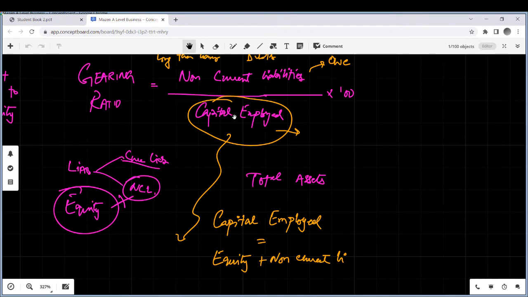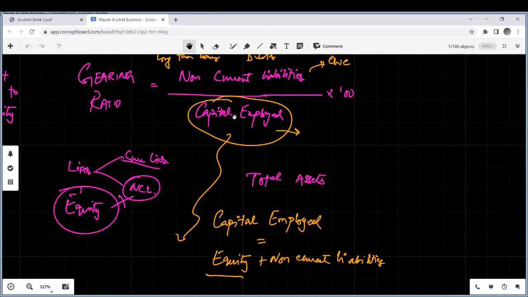What is capital employed? Is capital employed shown as a separate value in the statement of financial position? No. To calculate capital employed, I will have to look for two things in the financial statement. One, equity. The second, non-current liabilities. First, write down the formula, then I'll explain it. Capital employed is equal to equity plus non-current liabilities.